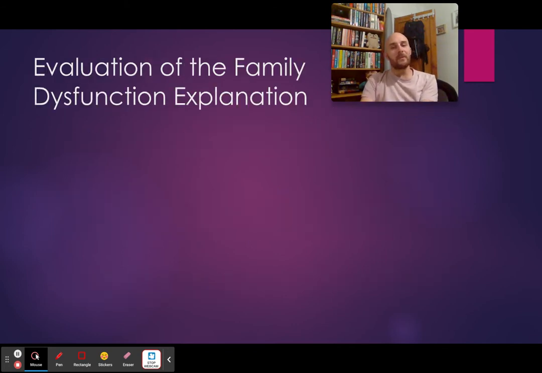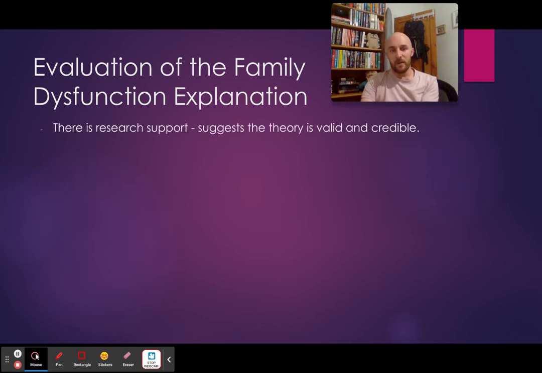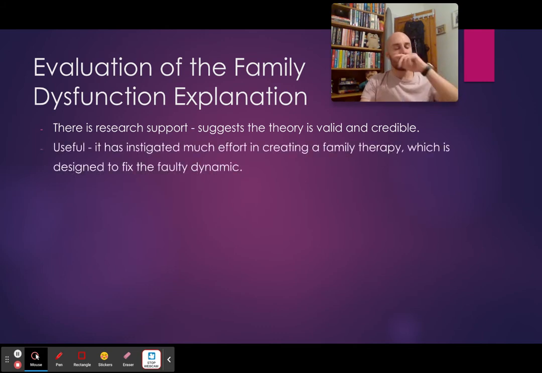So we need to evaluate the family dysfunction explanation, right? There is research support. Have a look in your workbooks for this and other resources, but there is research support, therefore it's valid or credible, right? It's useful, for example, a different evaluation point, because from this idea of family dysfunction, we can create this idea of family therapy. So if your family is dysfunctional, well, let's create a therapy that actually addresses that dysfunction.